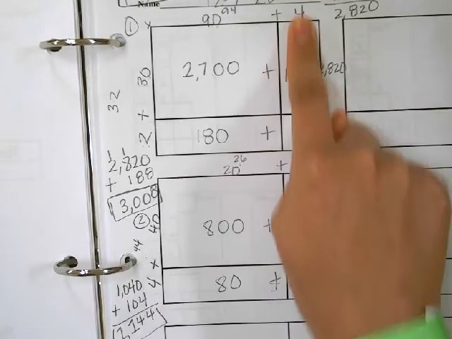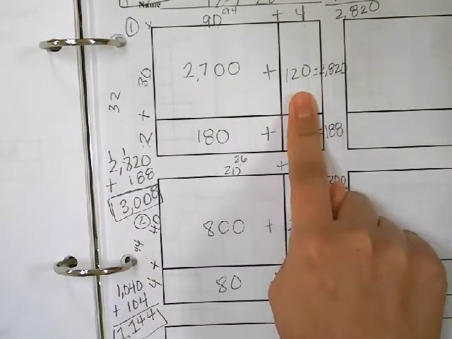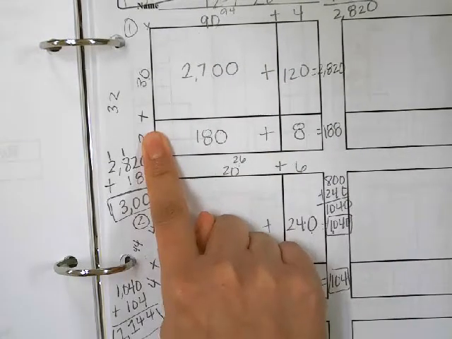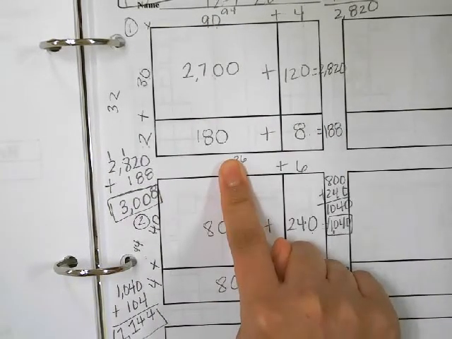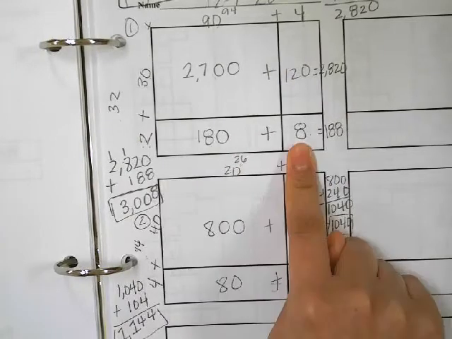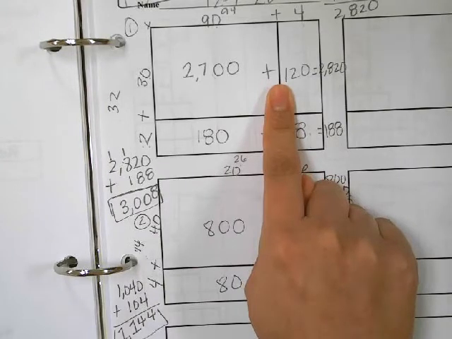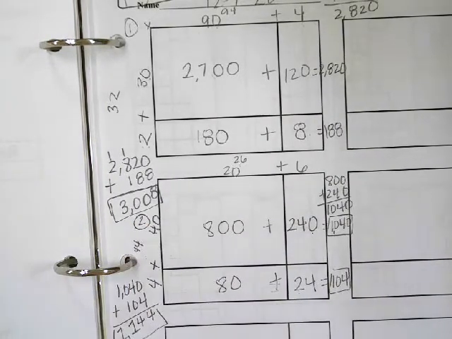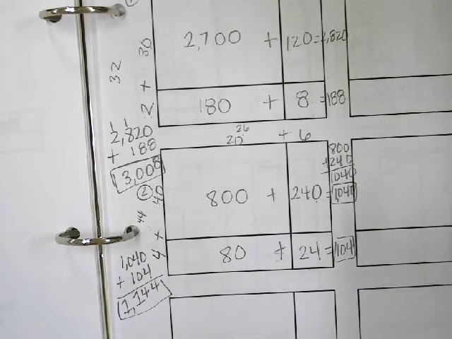Next up, we have 4 and 30. 4 times 3 is 12. We have 1 0, so we just add that 0. 90 times 2. 9 times 2 is 18. We have 1 0. We just put that 0 there. And then 4 times 2 is 8. After we add them all up, we get 3008. Okay, 3008. Same process for this one over here at the bottom.